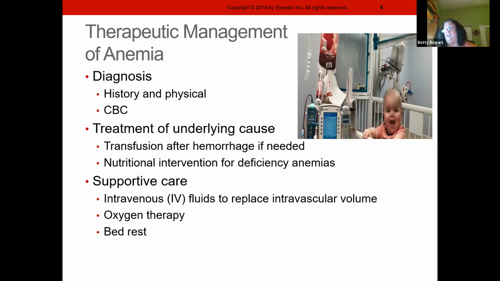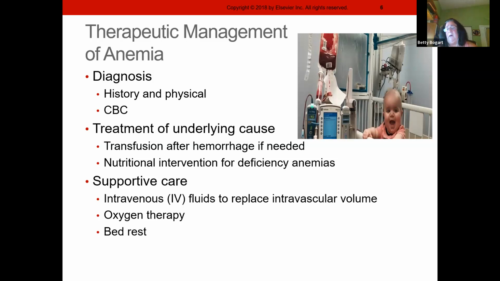They can maybe do a stool for occult blood, seeing maybe it's a GI bleed, but that's something that has to be followed up at another time. So sometimes the family or the parents don't follow it up. It's that underlying reason, what's happening, because many of these are treatable. Iron deficient anemia, you take iron or you change your diet. That's as simple as it goes.